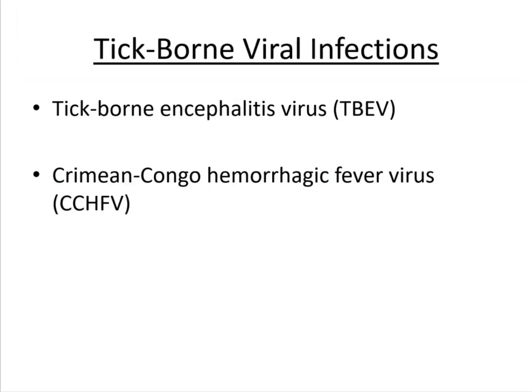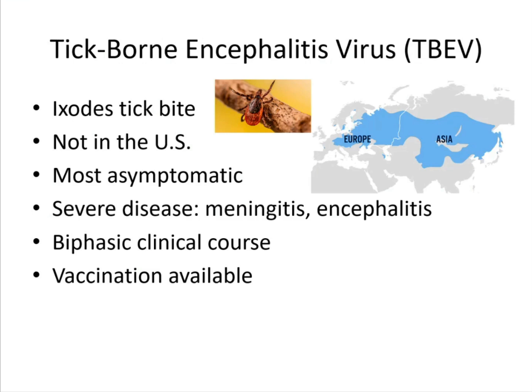All right, next, as far as vector-borne infections, we have tick-borne viral infections. I was going to just talk about tick-borne encephalitis virus and Crimean Congo hemorrhagic fever virus. Tick-borne encephalitis virus is transmitted through tick bites by the Ixodes tick, same tick that transmits Borrelia, Lyme disease. It's not in the US, importantly. It's in Asia, in Eastern Europe, Balkans. Mostly asymptomatic, but you can get severe forms that cause meningitis and encephalitis.